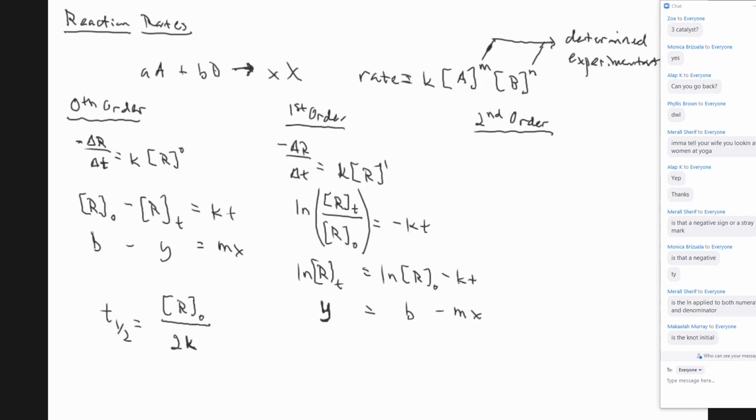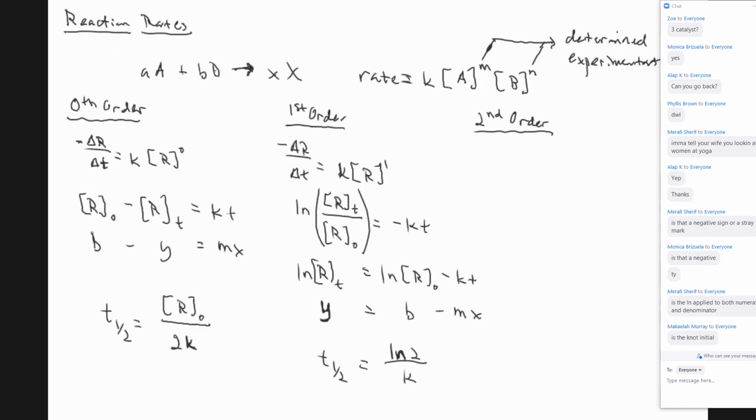The half-life for a first order type of reaction is simply ln of 2 divided by k. It's a constant, not depending on any concentration.